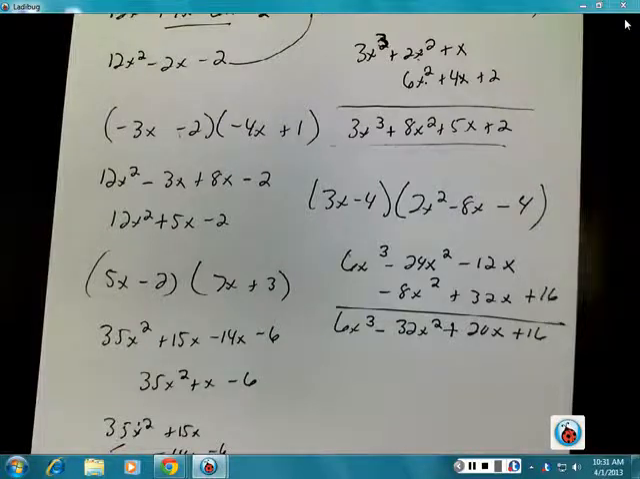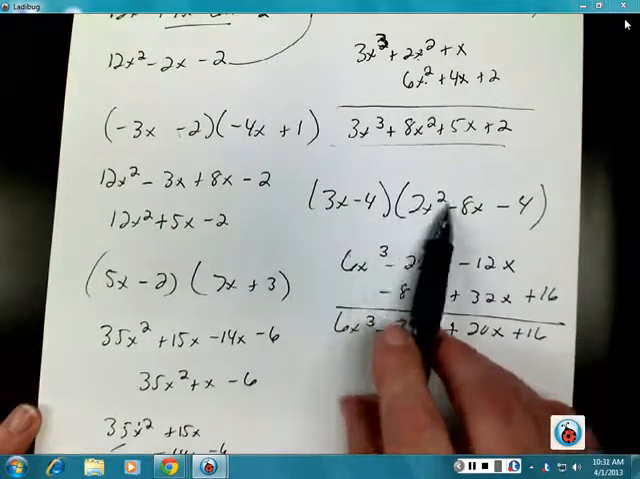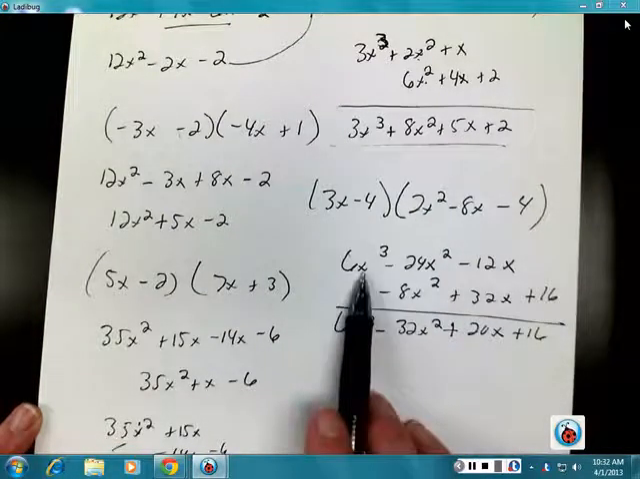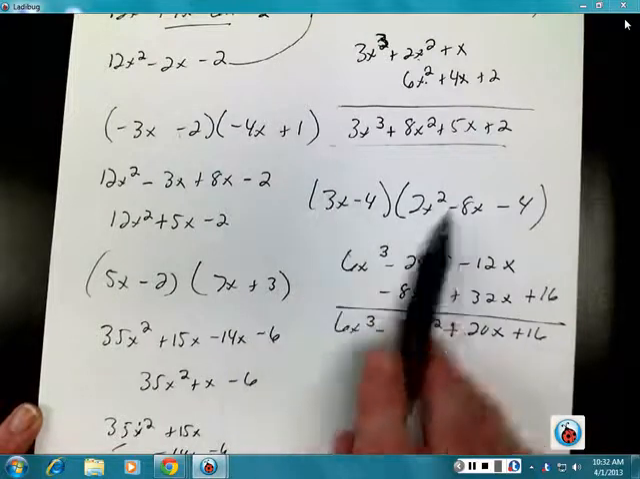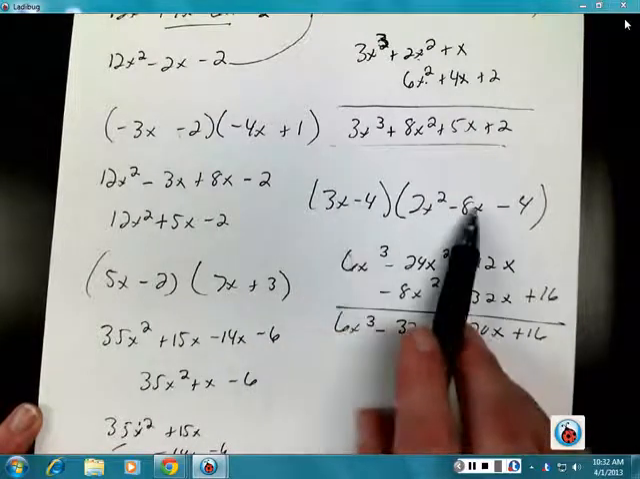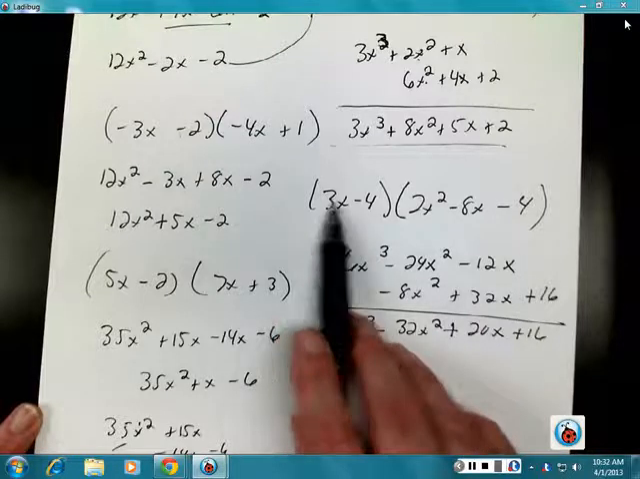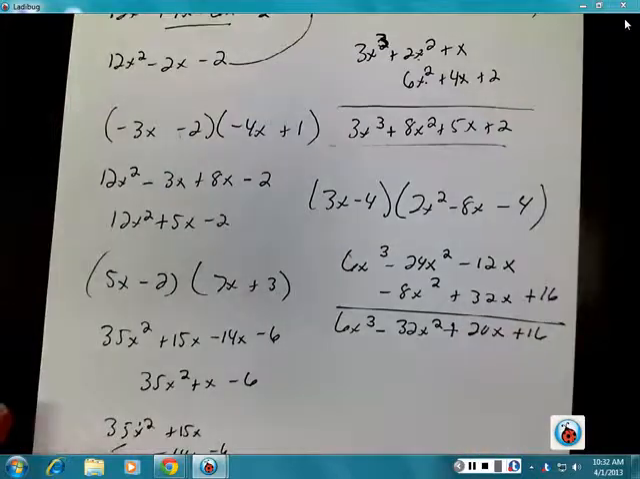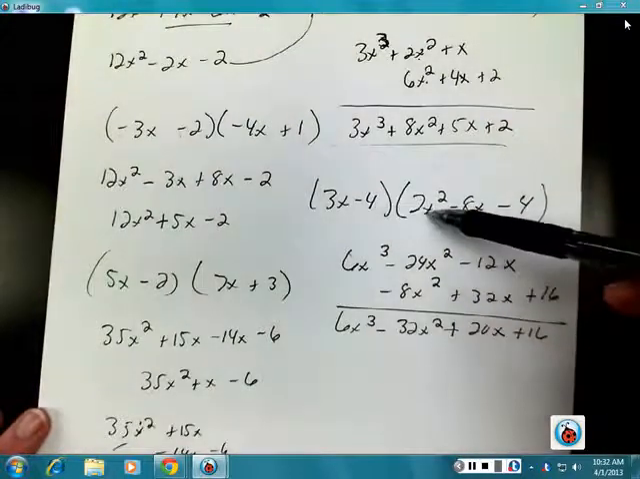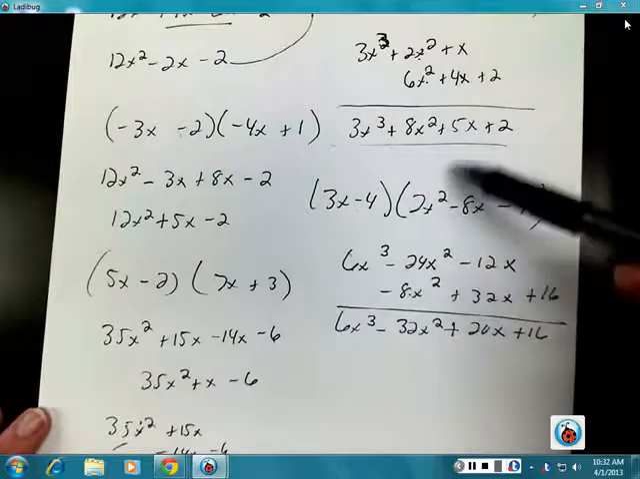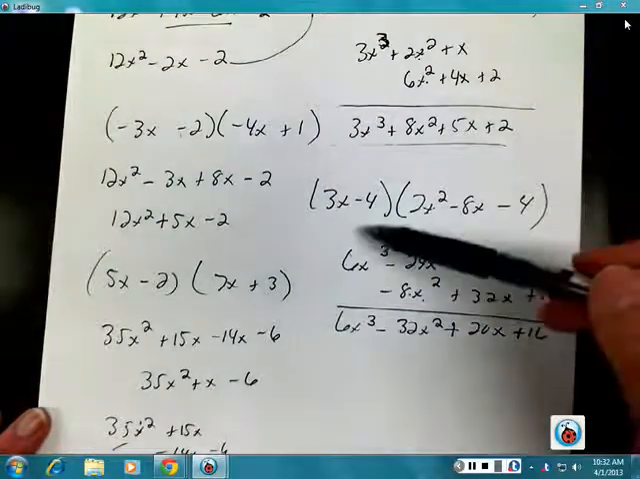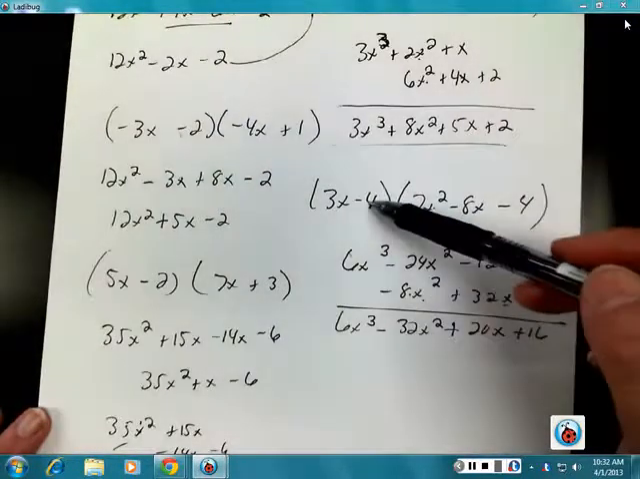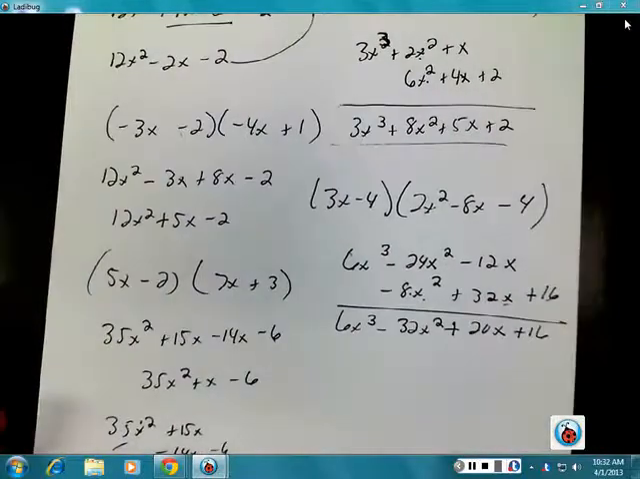Well, if you double check it, 3x times 2x squared: 3 times 2 is 6, x times x squared is x cubed. 3 times negative 8 is a negative 24, x times x is x squared. 3 times a negative 4 is a negative 12, and the x comes along because the 4 didn't have an x. Then negative 4 times a positive 2 is a negative 8, and the x squared comes along. Negative 4 times a negative 8 is a positive 32, and the x comes along. And last, negative 4 times a negative 4 is a positive 16.